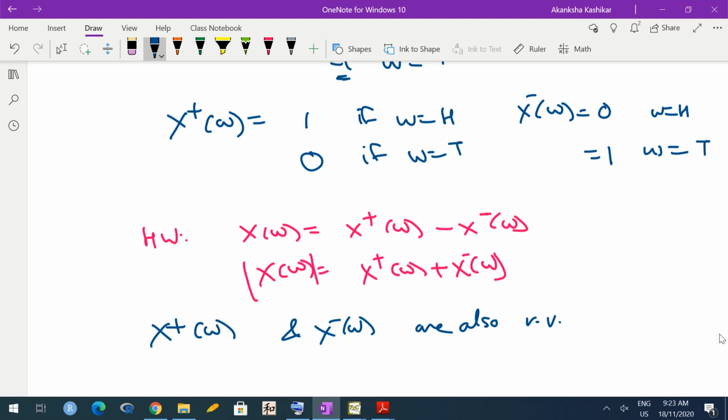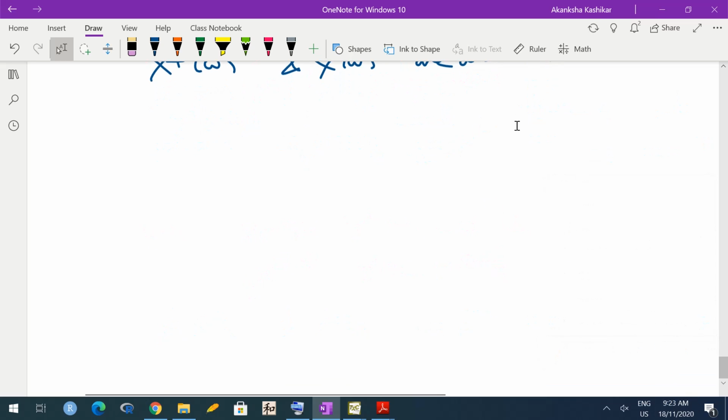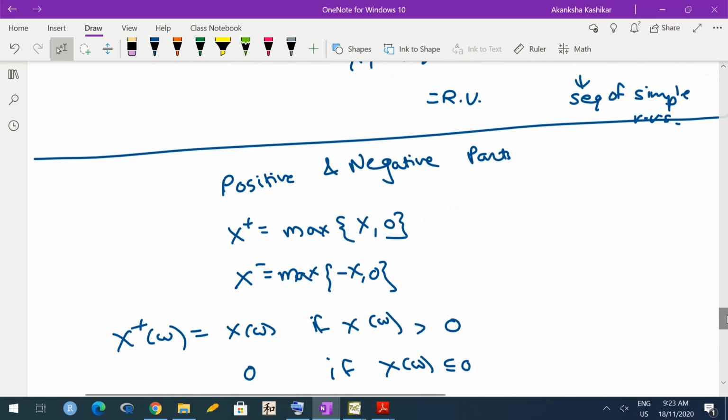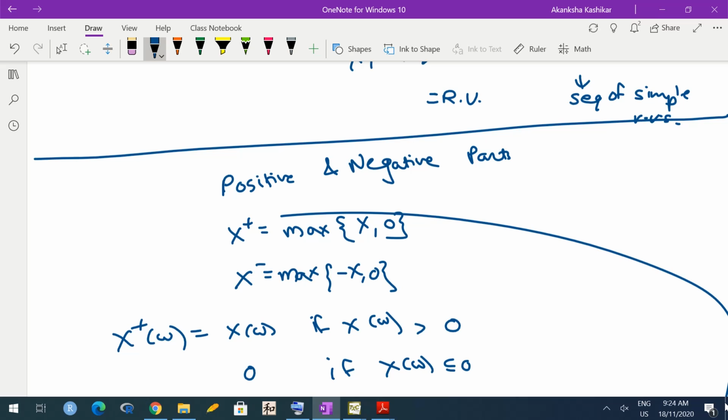So how do we write down the proof? From the definition, there are two ways in which we can write the proof. From the definition, we can say that it is the maximum of two random variables. x plus is maximum of x and 0, x minus is maximum of minus x and 0, and we have already proved that the maximum of any two random variables is a random variable. So x is a random variable and 0 is a degenerate random variable. Similarly, minus x is a random variable and 0 is degenerate. So the maximum of any two random variables is a random variable.